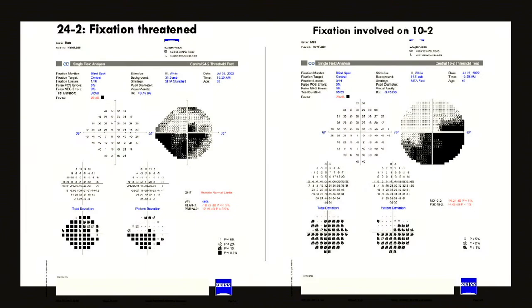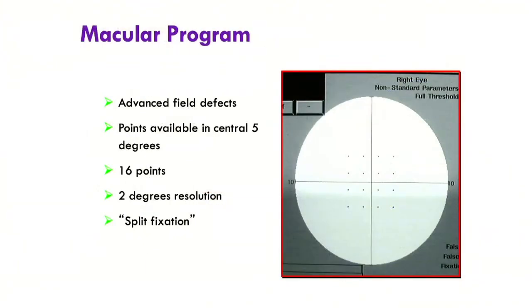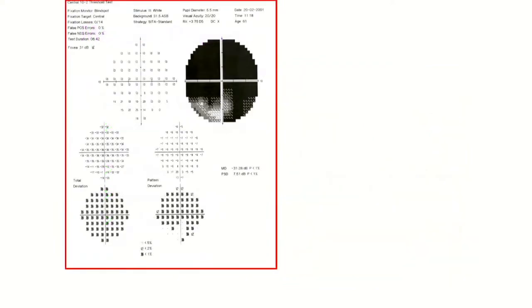What happens when you have really advanced visual fields and the patient can't do a 24-2, is doing a 10-2, and you're still not getting a good enough response, but the patient's vision is good? You have to do a macular program. The macular program has 16 points only, but looks into the central 5 degrees. Through the macular program, you can make out whether or not there is split fixation. We'll give you the definition in a minute.